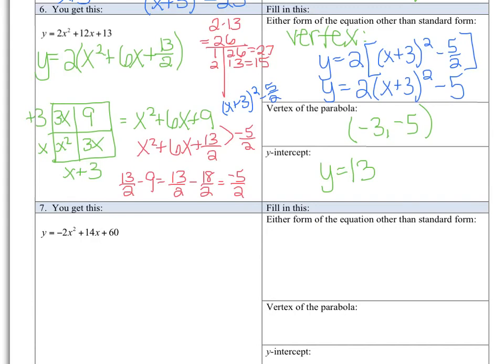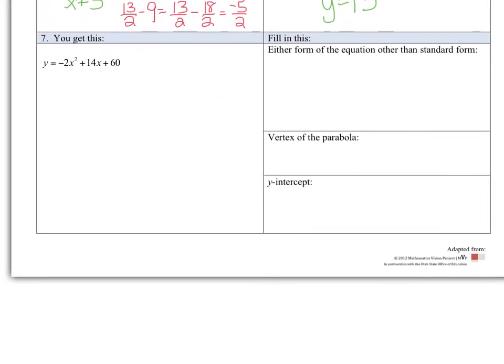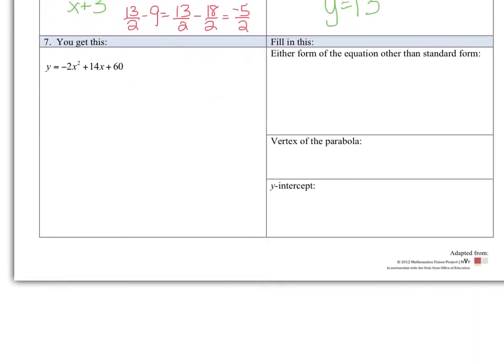All right, finally we have question number 7. If you want, try this one on your own, but beware that it gets a little more complicated with the fractions, or you can just watch and try to follow along. So I see that we have y equals negative 2x squared plus 14x plus 60. It says to write either form of the equation other than standard form.